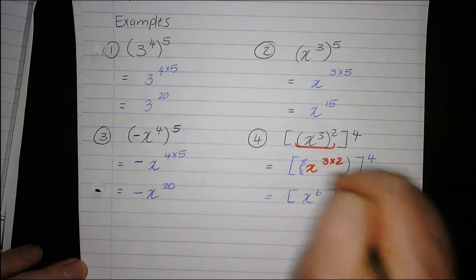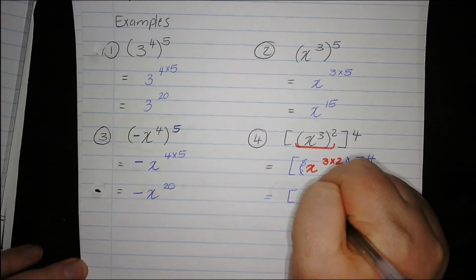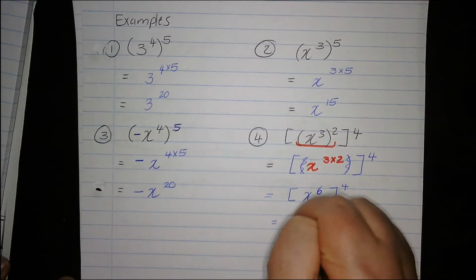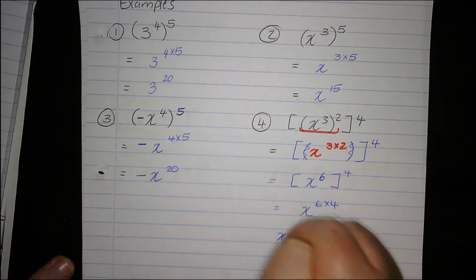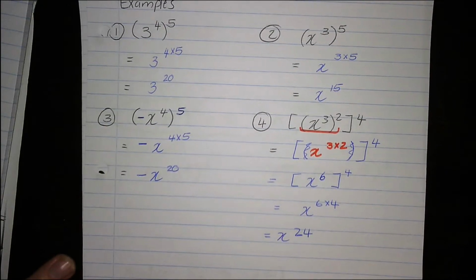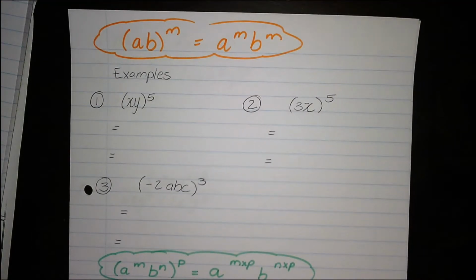You don't need these brackets, but you can have them. Alright, now we have a power raised to a power, and we're going to say, okay, that's x to the power 6 times 4, and that's x to the power 24, and that's it. Alright, here is law number 4, raising a product to a power.